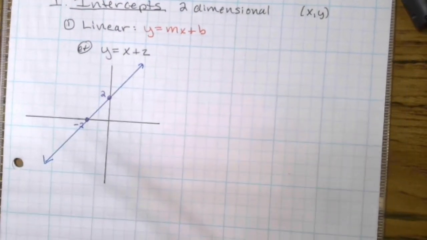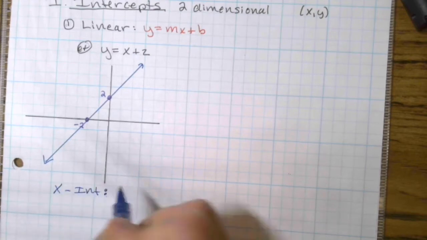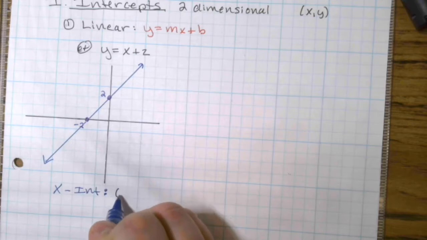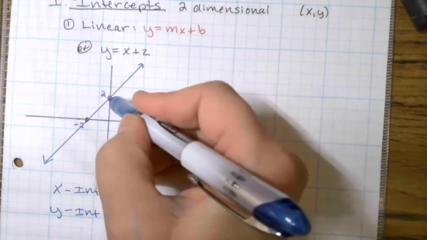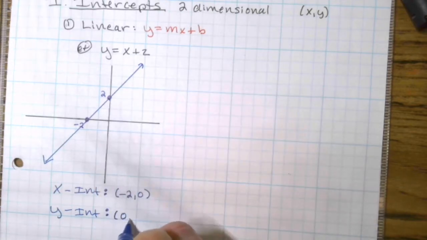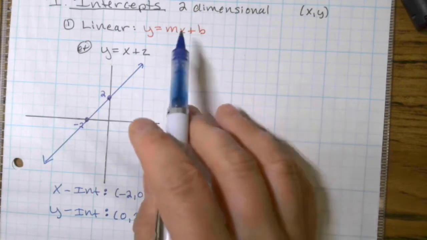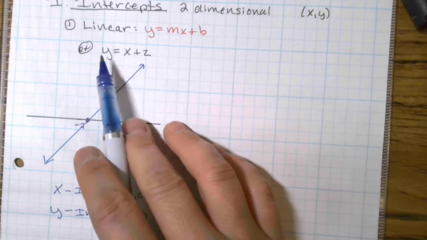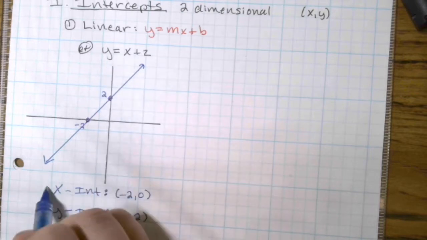So looking at this graph, if you were asked to write the intercepts, you would say that the x-intercept is this point right here, which is negative 2, 0, and your y-intercept, this point right here, is 0, 2. Most linear functions have two intercepts. If it has both an x and a y, it will definitely have both types of intercepts.